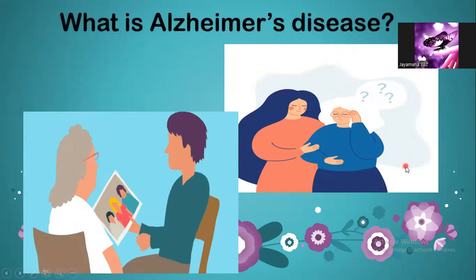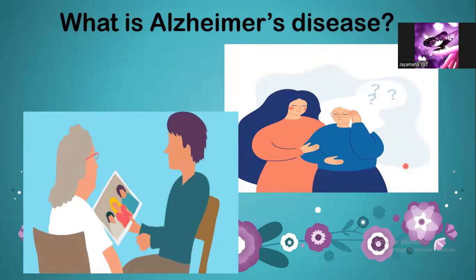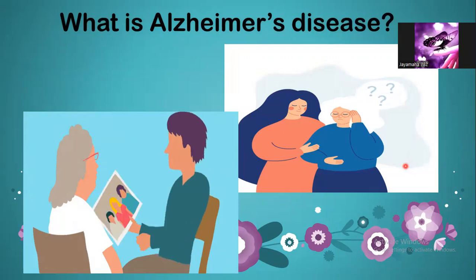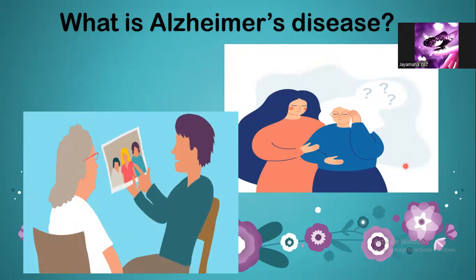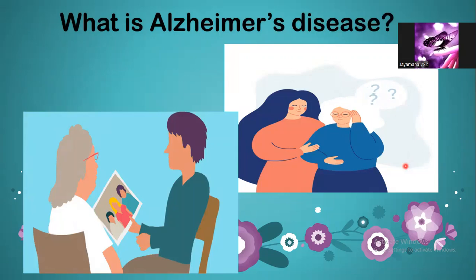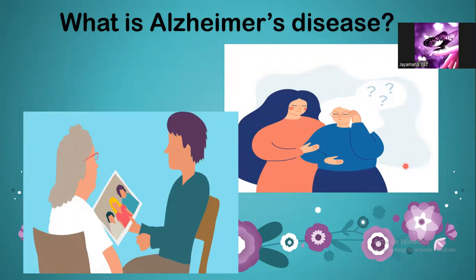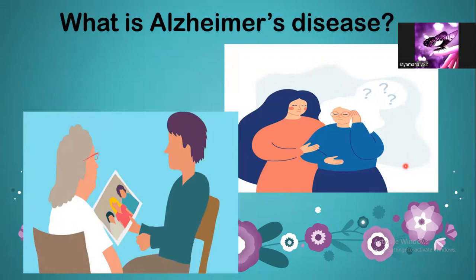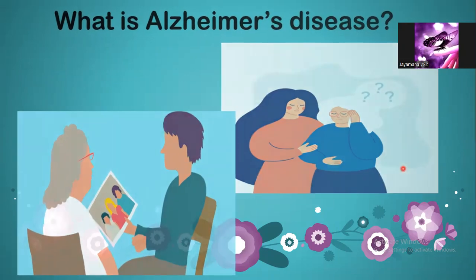So, what's Alzheimer's disease? Alzheimer's disease is a progressive neurodegenerative disorder that primarily affects our memory, thinking, and behavior. So, it's the most common cause of dementia. This disease worsens over time and it has no cure. Through treatment, it can help to manage the symptoms.